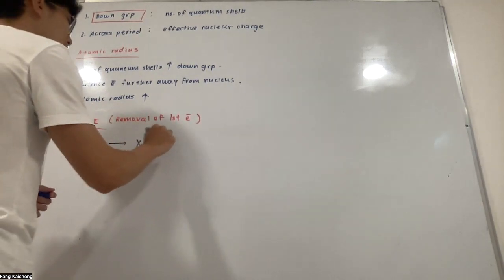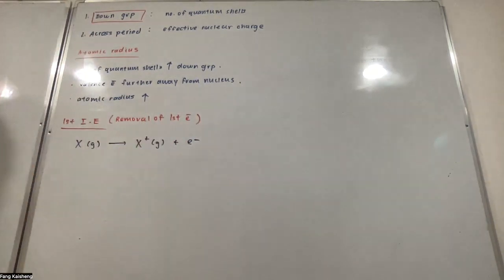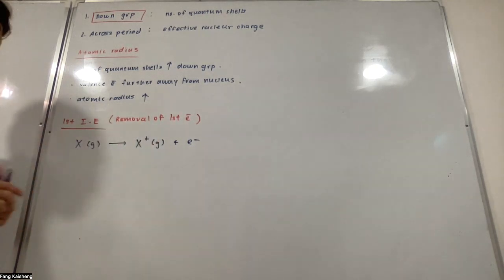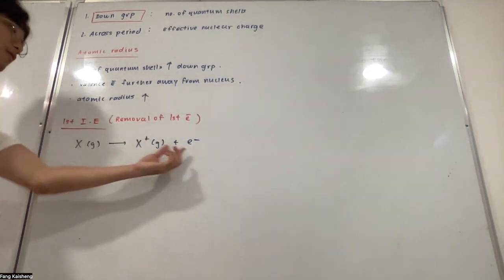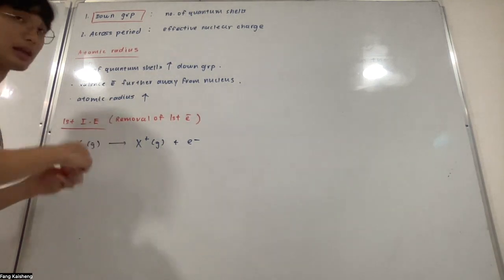Plus, okay, cation, and because you remove the electrons, you need to balance the electrons also, kind of like a redox reaction. If you take a look, there are a few important things. Number one, I have written down the gaseous state symbol because it is part and parcel of the definition. You can only remove from a gaseous atom to form a gaseous cation.